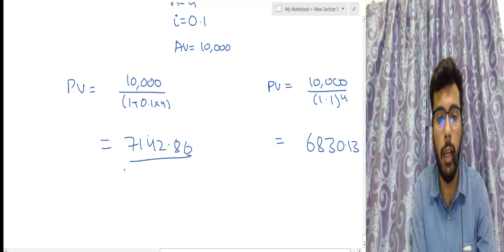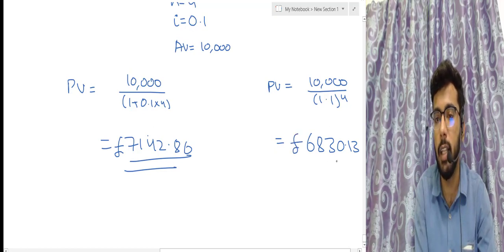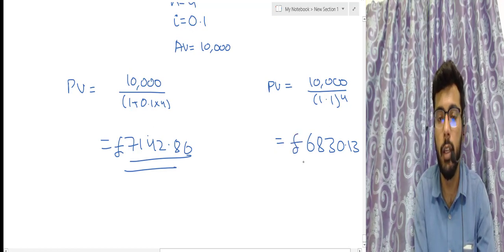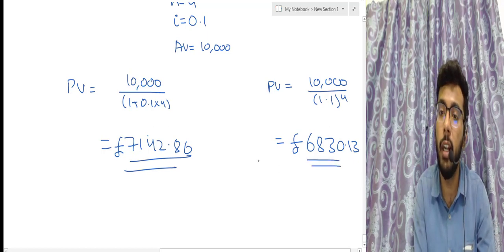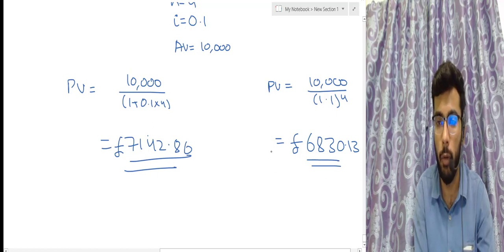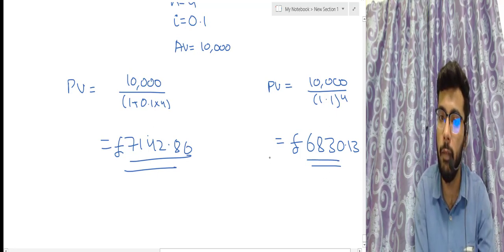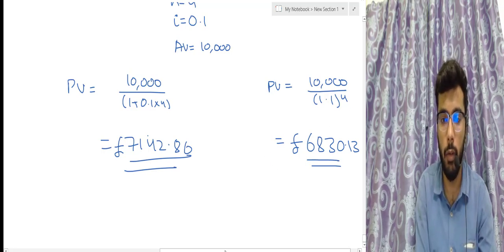So these are your answers. Under simple interest you will have to invest 7142 pounds, and under compound interest you will only have to invest 6830 pounds. The reason you have to invest less under compound interest is because your interest will also earn interest, so you can invest less and earn more, because the interest you accumulate every year will also get interest in all the future years. So that's how it works. Now let's move on.